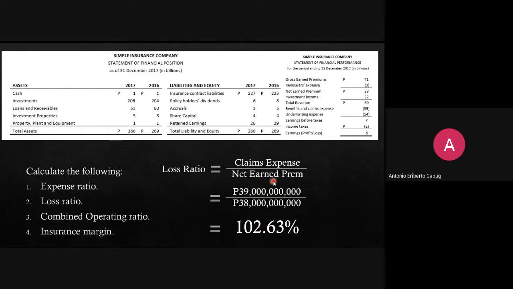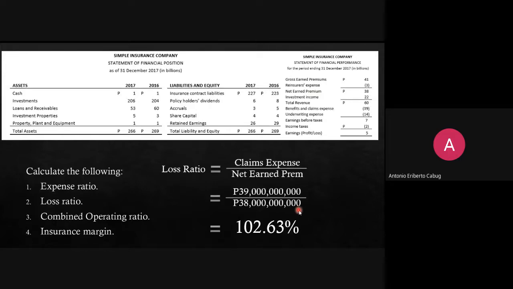So, as a ratio, as a percentage of the net earned premium, there is a lot of claims. There is a lot of claims, no? Napakalaki ng claims. So, claims expense over net earned premium. So, 39 over 38, that's 102.63%.